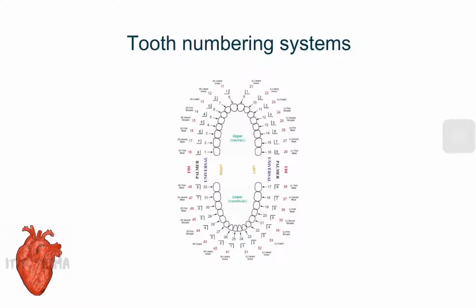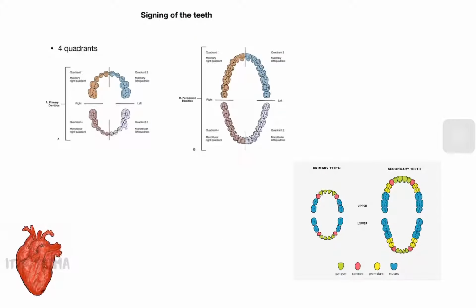Okay, today we are going to talk about tooth numbering systems. First, we will start with the names of the teeth and their positions. As you know, we have 4 quadrants, in the case of the primary dentition, which is for kids, and the permanent dentition, which is for adults. In the primary dentition, we have 4 quadrants, with 5 teeth in each quadrant. But in adults, the permanent teeth, we have 8 teeth in each quadrant.